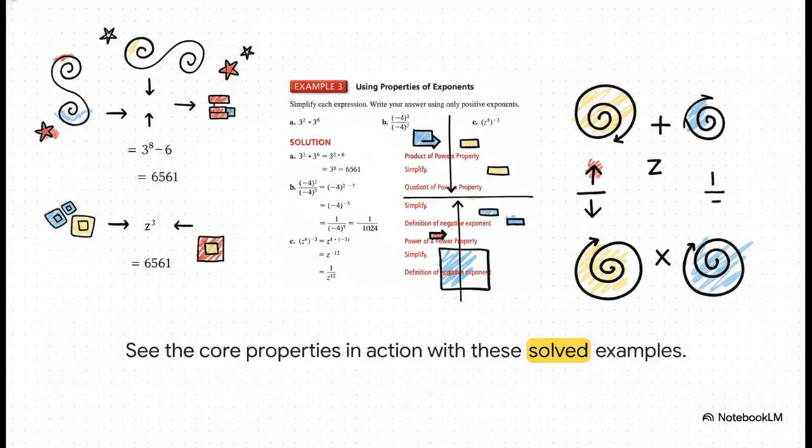In part A, we're multiplying, so we add the exponents. 2 plus 6 is 8. Simple. For B, we're dividing, so we subtract. 2 minus 7 gives us negative 5, and we know what to do with that. We flip it to get 1 over negative 4 to the 5th. And in C, we have a power of a power, so we multiply. 4 times negative 3 is negative 12, which becomes 1 over z to the 12th.